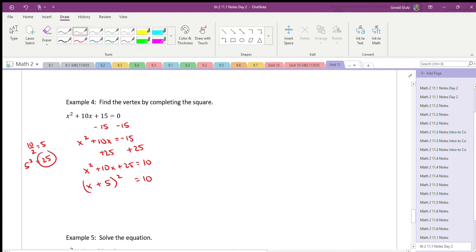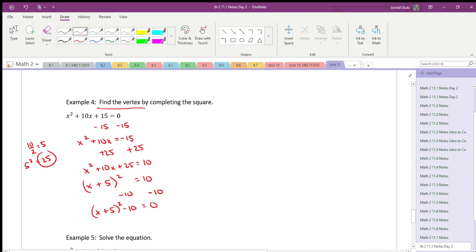So again, I'm finding the vertex, not solving. So I want to put it in vertex form. So that means that this side will either be y, or f of x, or it'll be 0. So I have to get rid of this 10. So I'm going to subtract 10 on both sides. So x plus 5 squared minus 10 equals 0.